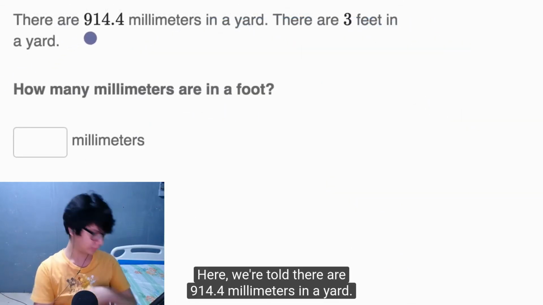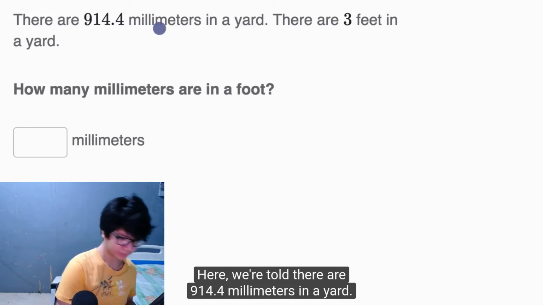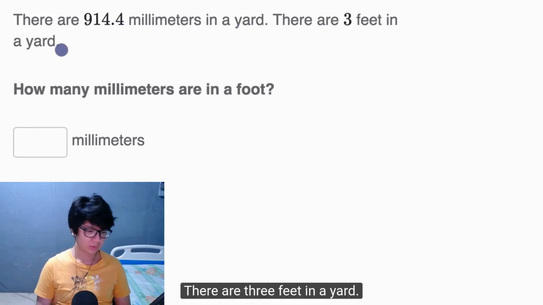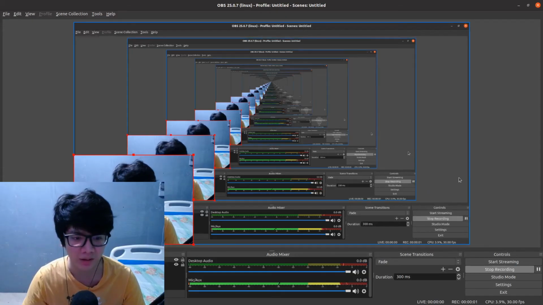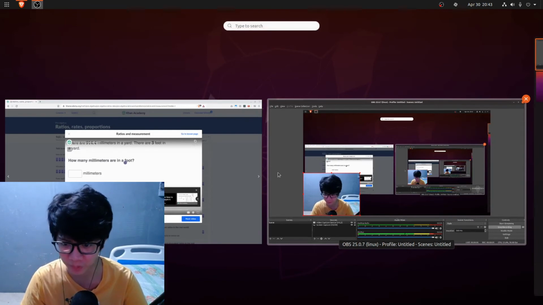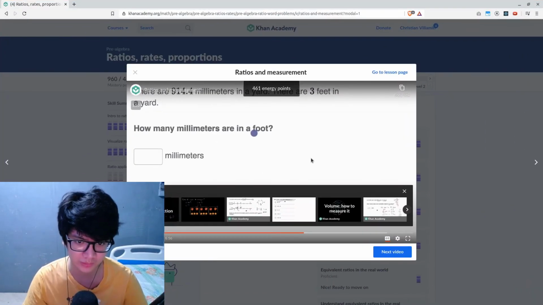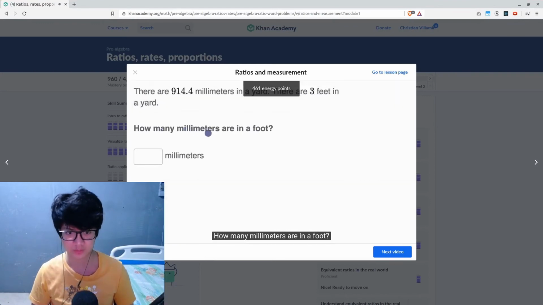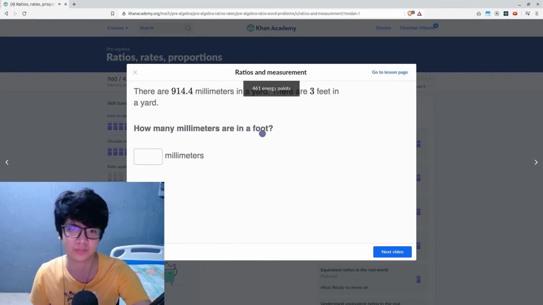Here we're told there are 914.4 millimeters in a yard. There are 3 feet in a yard. How many millimeters are in a foot?